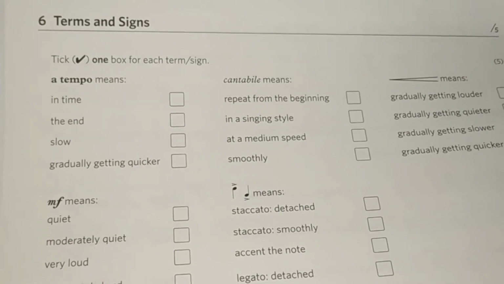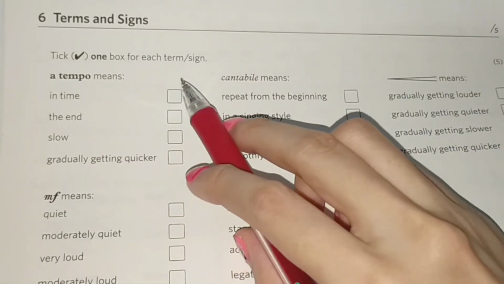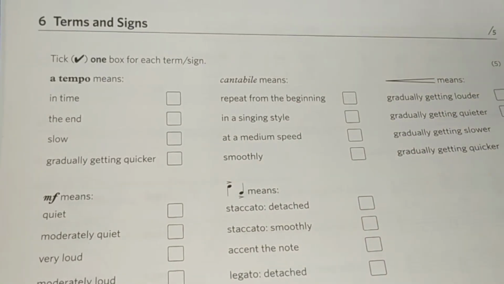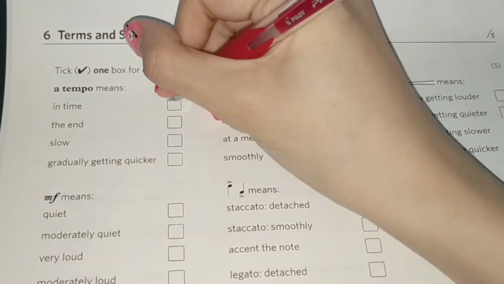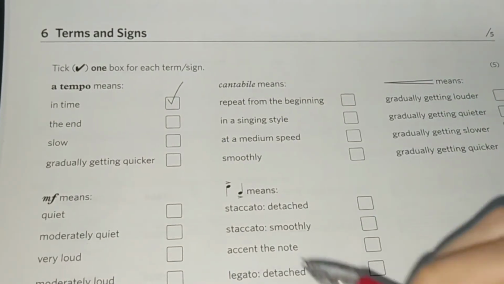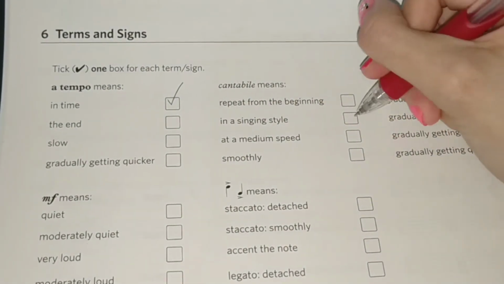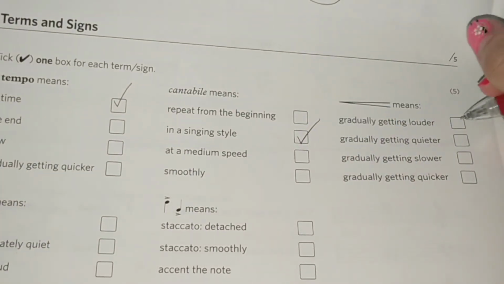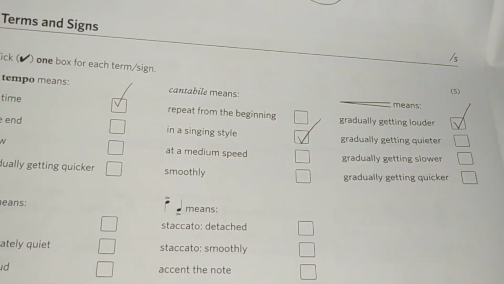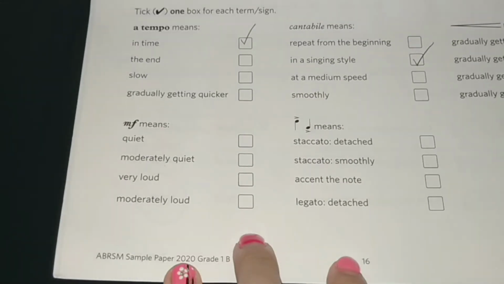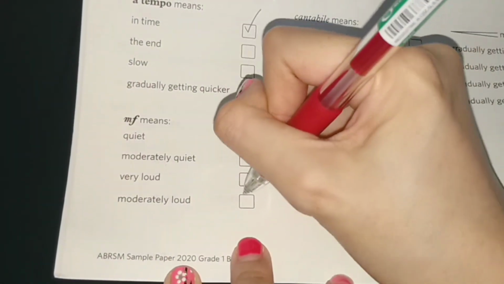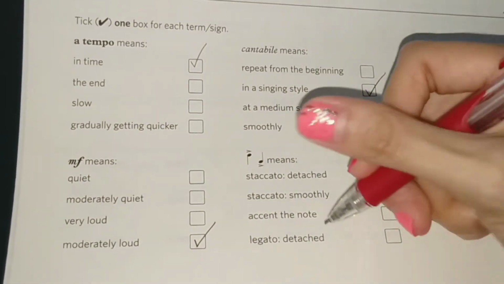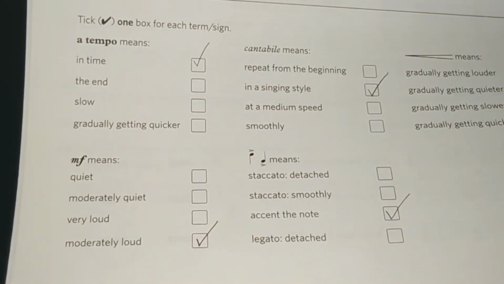Okay. Tick one box for each term or sign. A tempo, in time, cantabile in a singing style. This is gradually getting louder. It's like crescendo. MF means moderately loud here. And this accent denotes this one.